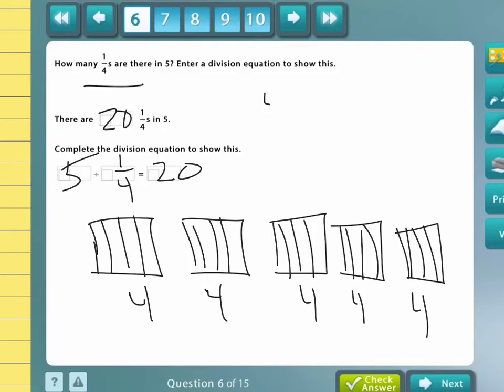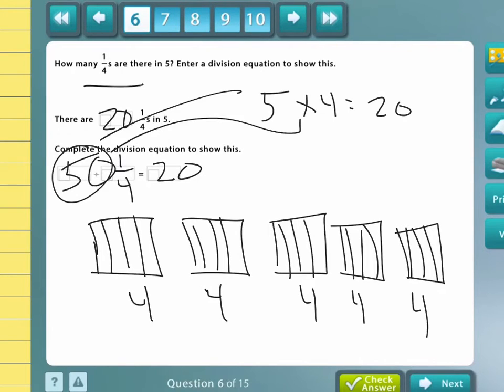So if you want to do the keep, change, flip, it's 5 times 4 equals 20, or 5 divided by 1/4. Keep the 5, change the sign to multiplication, and flip the divisor, instead of 1/4, the reciprocal, 4 wholes, and you end up with 20 pieces. I think I like the model the best because it shows us exactly how many pieces there are in the 5 wholes.